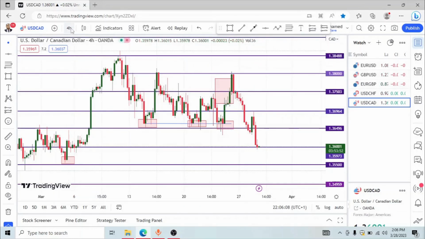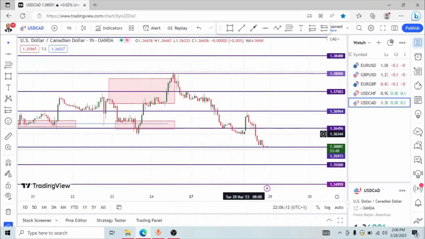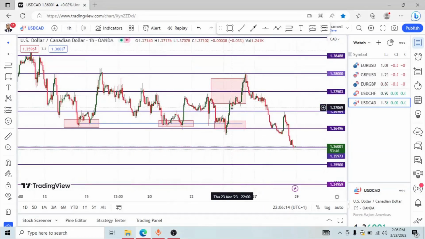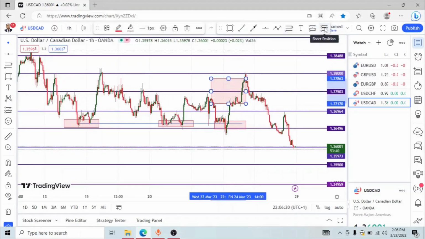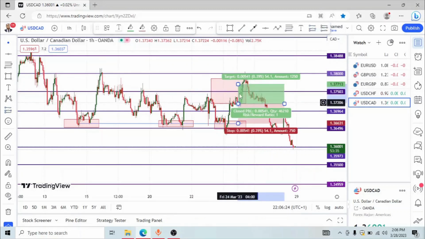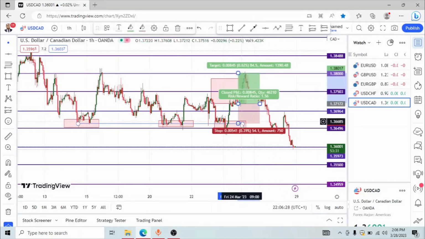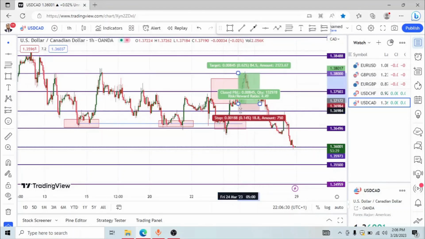Now this is 4 hours. Bring back your candle to 1 hour. Did you see what has happened? Can you see it very clear now? So all you need to do at this point, this is where you would have taken your trade. You take your trade from this point, you draw your 50 pips, and then 25 pips below.